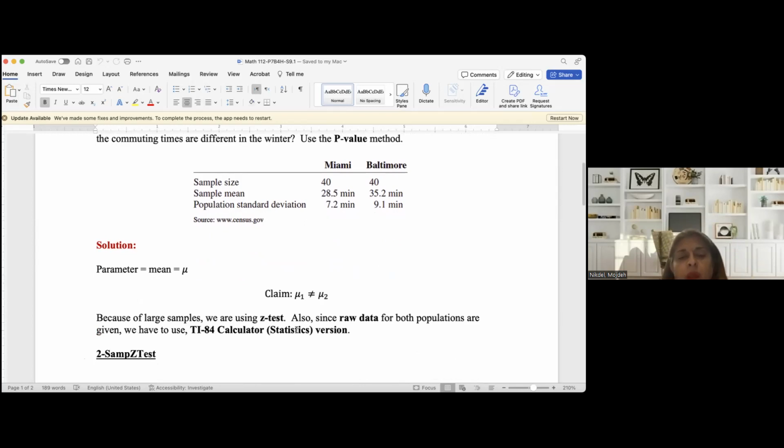Okay. Before I do that, my claim mu1 not equal to mu2 goes with H1. So H1 is the claim, and I have a two-tailed test. And the null hypothesis, H0, mu1 equal mu2. Okay, so let me stop sharing and bring my calculator.